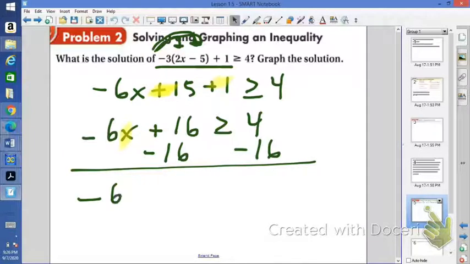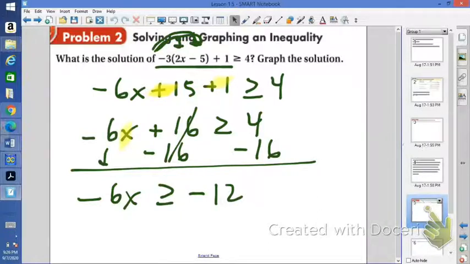So I'm left with negative 6x. I bring this down. The positive 16 and the negative 16 become 0, so that goes away. And then I write greater than or equal to. Notice I did not flip the sign because I just subtracted from both sides. I only flip when you multiply or divide both sides by a negative. So now we have 4 minus 16. That's going to give us a negative 12.